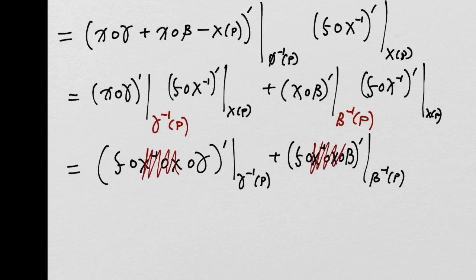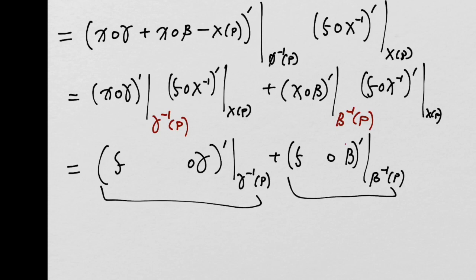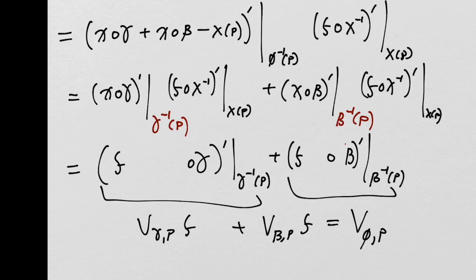X inverse after X is the identity, and what's left is just this and this and this, which is, by definition, the definition of V gamma P acting on F plus V beta P acting on F. And the whole thing started by being V with our presumed psi or phi at P acting on F. So now we're using real number addition on the left to equal a real number on the right, but f is totally arbitrary, so now we define our vector addition this way.